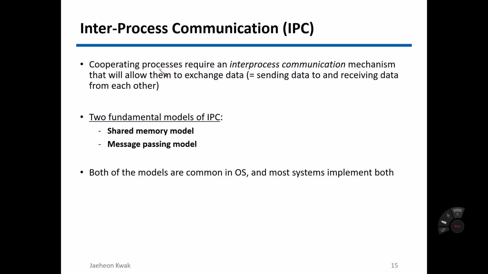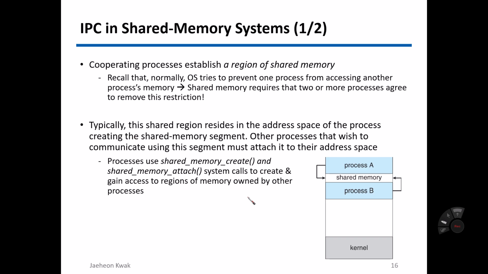So the cooperating processes require some inter-process communication, and we can do this inter-process communication through 2 models: the shared memory model and the message passing model. And most operating systems support both of them. So let's see the shared memory first.